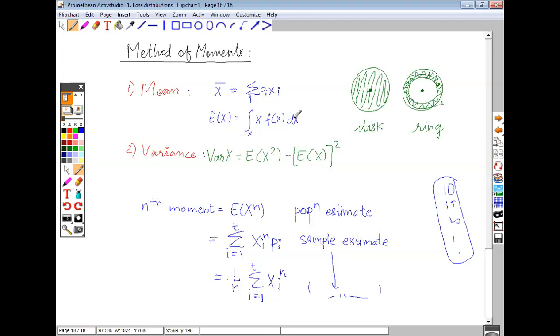So this is one of the methods to try to fit a certain distribution to the data set that you have observed. Is there any doubt regarding this?